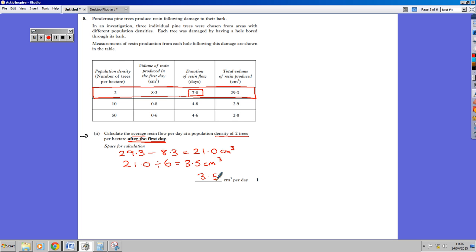So for the average resin produced, we've not had to add the numbers up because it's already been added up for us. We've just had to take it away to give us the 6 days, and we divide it by the number of days, which is 7 minus the first day, which is therefore 6, giving us an answer of 3.5.